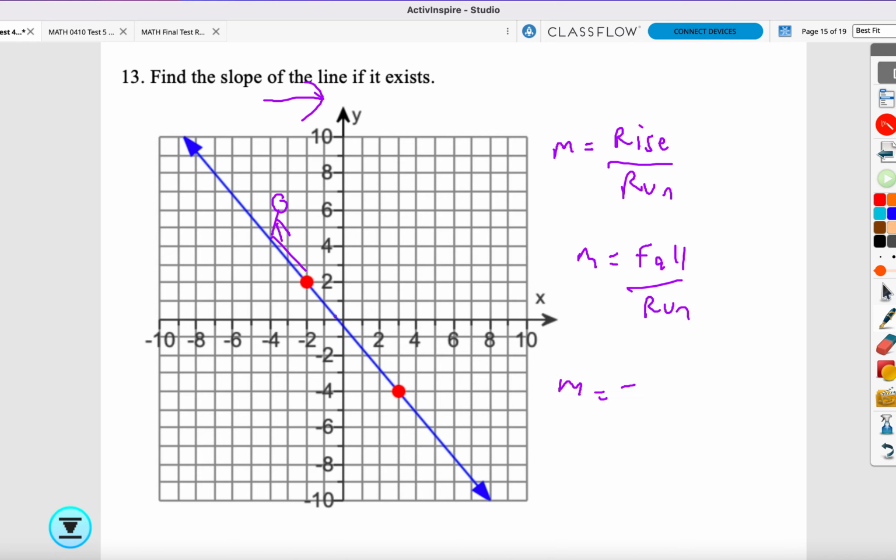So let's see, how much did we fall to get to this pretty point here? The 2 dots. So it'll be 1, 2, 3, 4, 5, 6. We fell 6 points to get to this one. So it'll be negative 6 here. How much do we run? 1, 2, 3, 4, 5. We ran 5. And we're done.